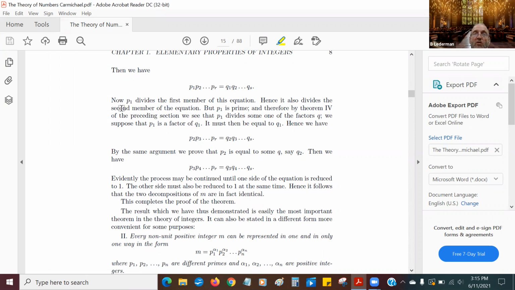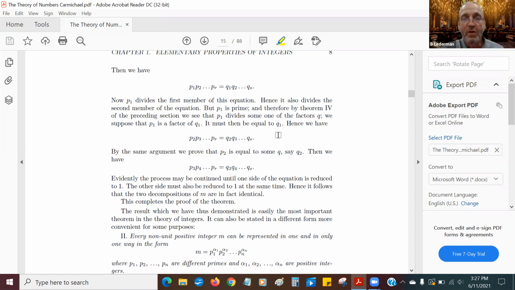So we're going to start with p1 without loss of generality. Now p1 divides the left side of this equation, so therefore it has to also divide the right side of the equation. The only thing is p1 is a prime, and we know from the previous section that if p1 divides these primes, it's got to divide one of the primes, which means it's going to wind up equaling one of the primes. That's the only way. p1 would be a factor of q1, but the only way that could happen is if it equals q1.